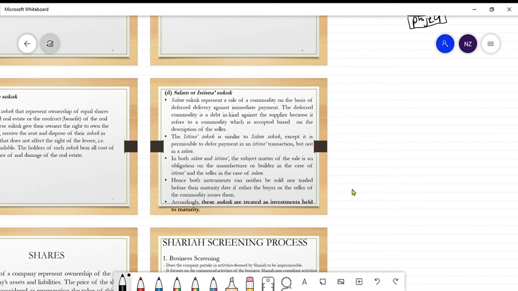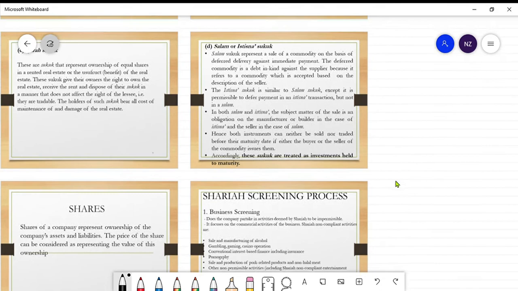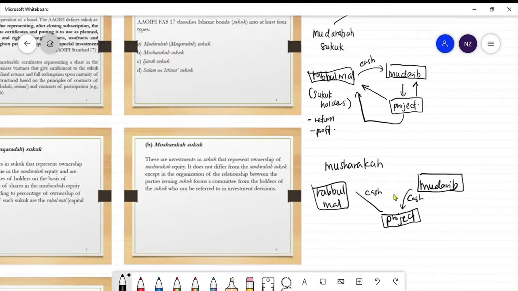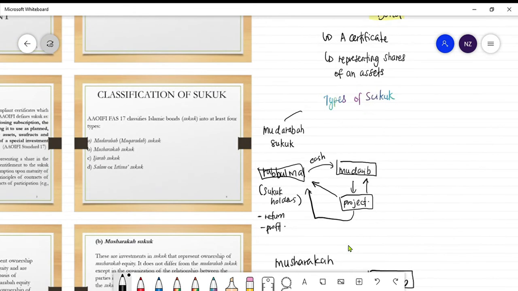so kita classify it as an investment held to maturity. Means kita tak boleh nak jual atau buy the asset lagi lah. Okay, that one on suku. Habis on suku. So, korang just kena tahu the definition and the types of suku. Tadi ada 4 kan. So, ini adalah the types of suku tu.